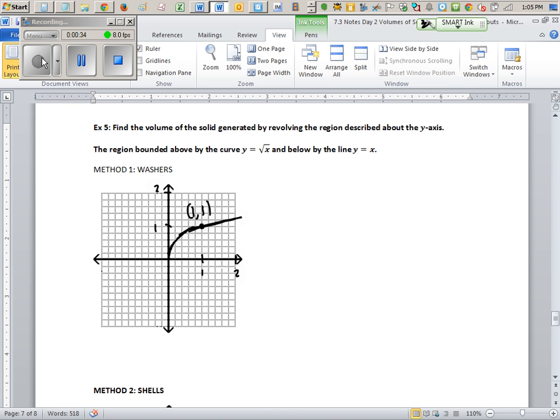Something like that. Okay, and then we want to also draw the y equals x line. Like that. And you can see the bound region here is the red. Right there. Okay. And our goal is to rotate it around the y-axis.